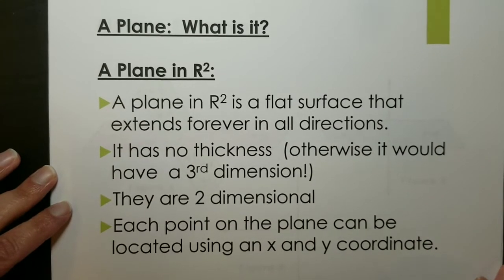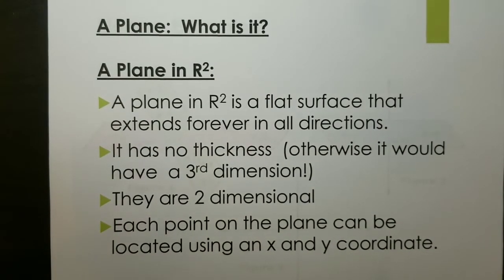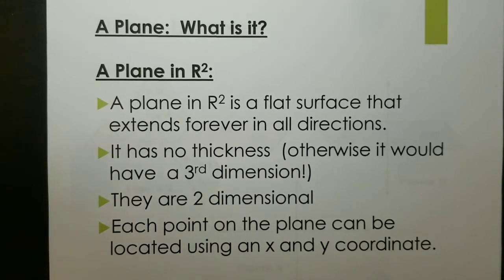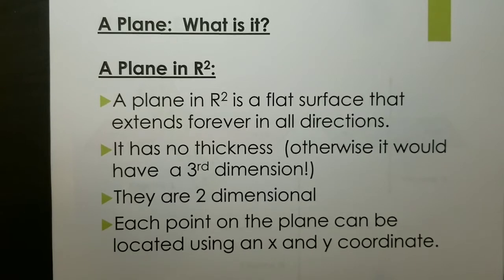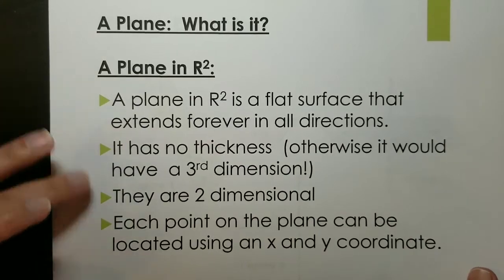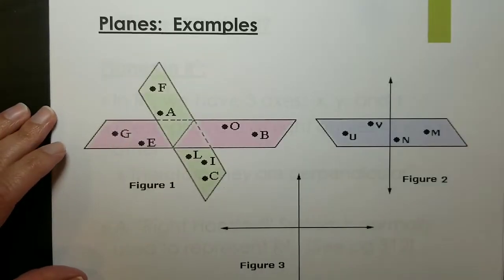So we've been talking about the XY plane for years, but quite a bit in this course, and just kind of assuming that we know what it is. But let's get into a little bit more definitions here. So what exactly is a plane? We talk about the XY plane in R2, and that's a flat surface that extends forever in all directions. It does not have any thickness, because that would be a 3rd dimension. So it's a 2-dimensional space, and each point on the plane can be located using an X and Y coordinate. So that's obviously our definition of the XY plane.